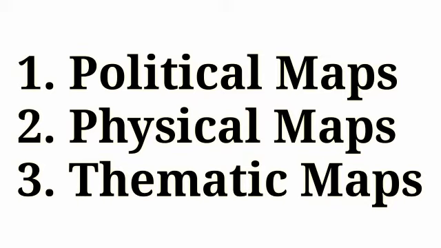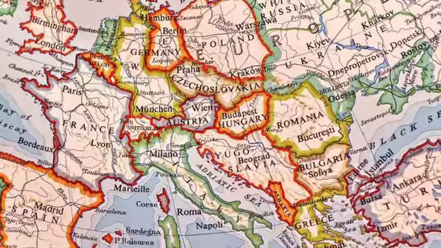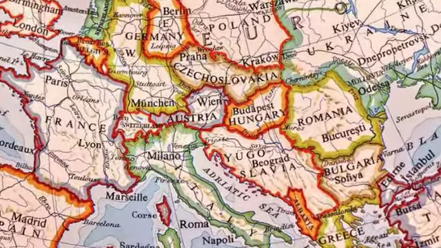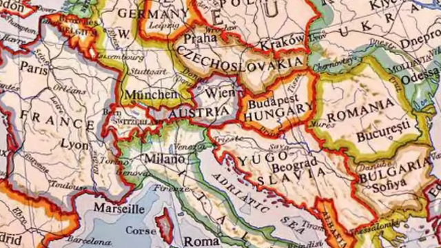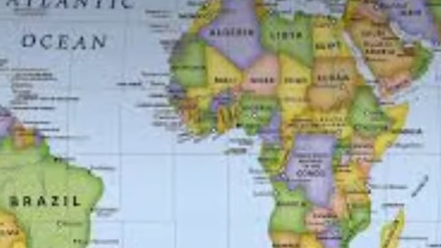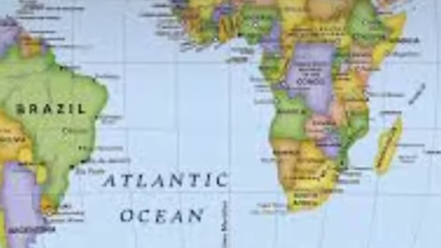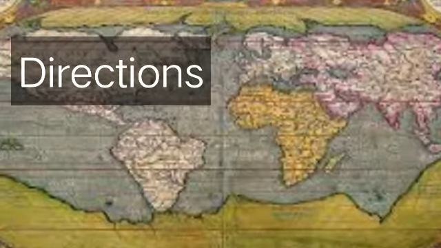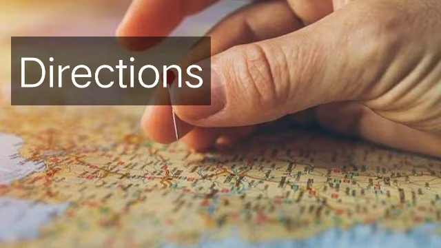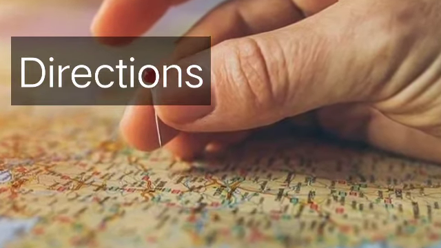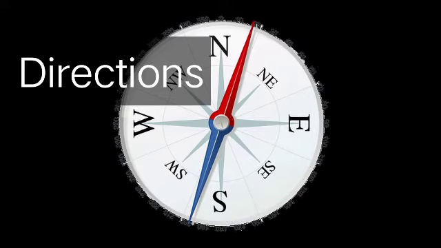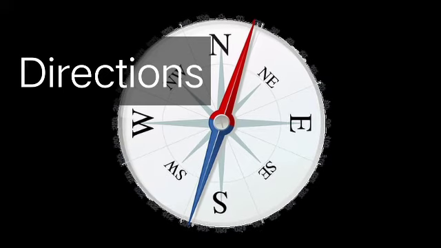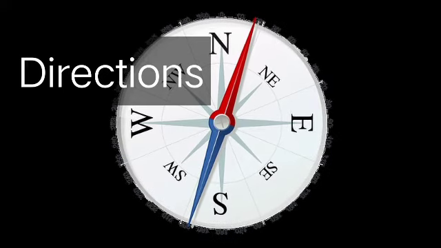Next one is reading maps. Maps give us lots of information about a country or a place. We must know how to read a map and understand the information which it provides. Every map has some basic features. They are as follows. The first one is directions. All maps follow a system of directions. The four major directions are north, south, east, and west.